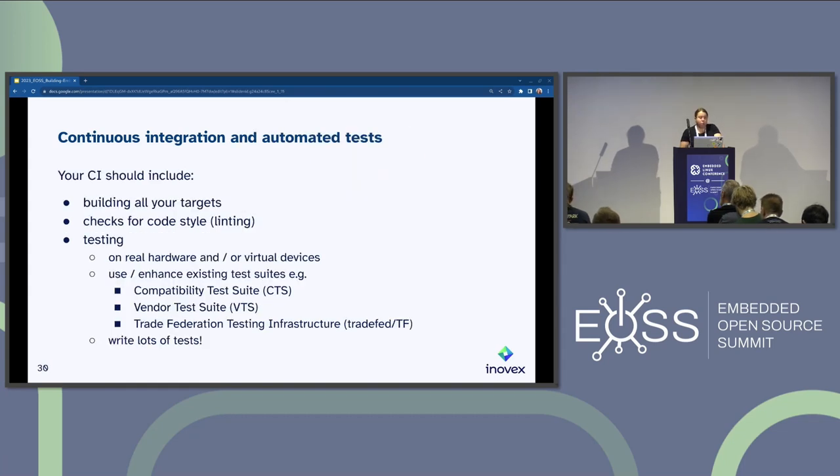But I want to tell you what is, from my point of view, really needed in your CI pipeline. One thing is building for all the targets you support. The next is checking the code style. If you allow different code styles in such a big project, it gets messy. And the next point, the most important one, is testing and a lot of tests. If you can, have tests on real hardware integrated in your CI pipeline. If not, use virtual or emulated devices. Use the available test suites in Android. Enhance them, do your own, and in general, write lots of tests, really lots of tests.